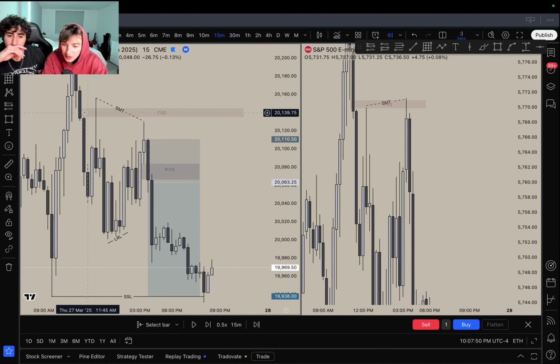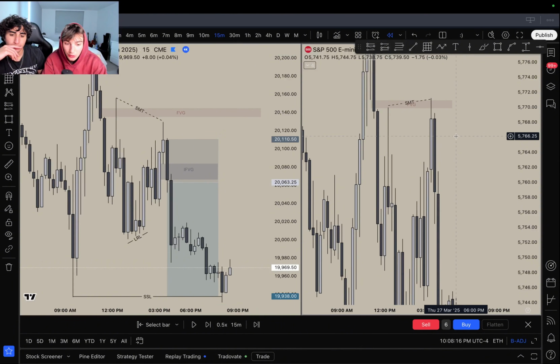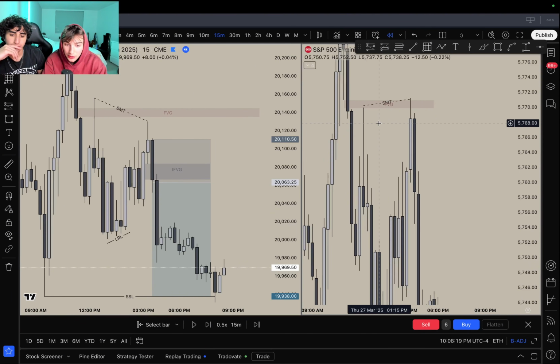So we can see here that previously, before this SMT, we had price trade up into this 15-minute bearish fair value gap, and we got a reaction off it, right? It delivered price lower. It then traded up into this 15-minute bearish fair value gap. We got a reaction, traded even lower than this low, and then what happens? We retrace higher, and we get an SMT inside of what? The 15-minute bearish fair value gap. Not only are we getting a sweep of liquidity on ES, we're getting a sweep of liquidity inside a key level, which is going to be this 15-minute bearish fair value gap.